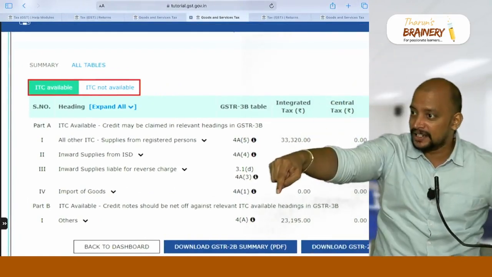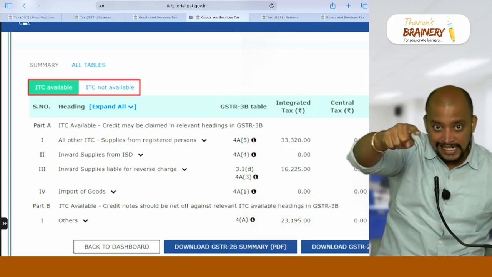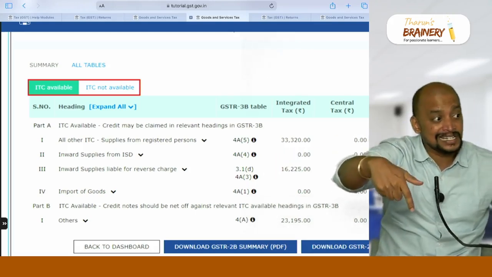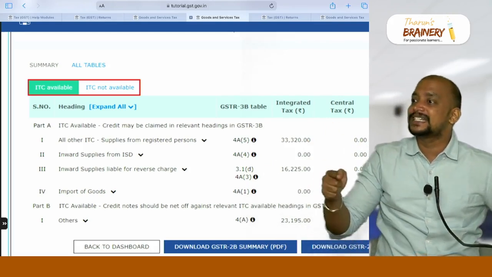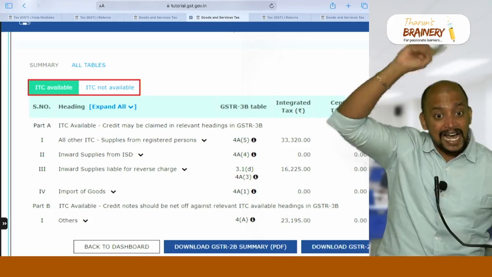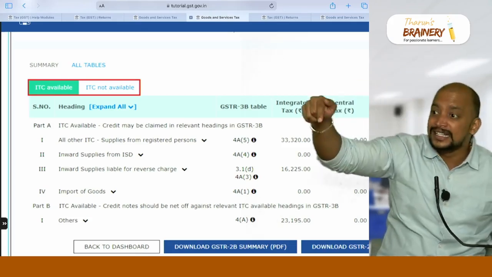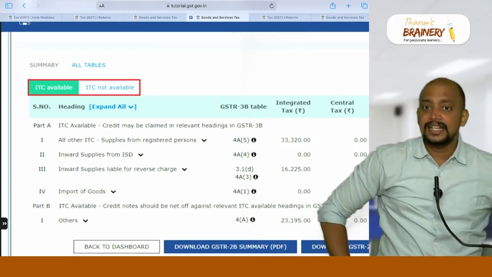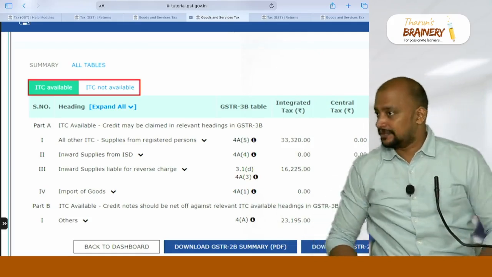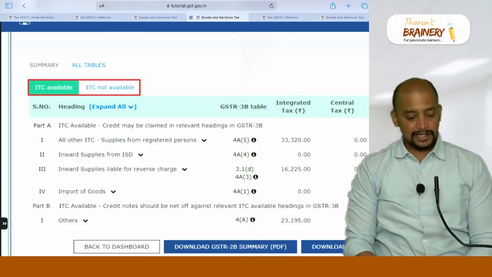It will come in 2B, but you know where? Not under ITC available, it will come under ITC not available. Why ITC not available? Because you have paid CGST, SGST in the other state where you are not registered. But this is actually a debatable question. Why is it a debatable question?